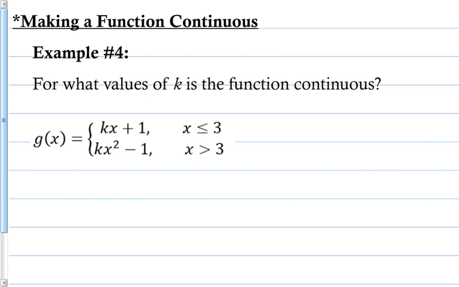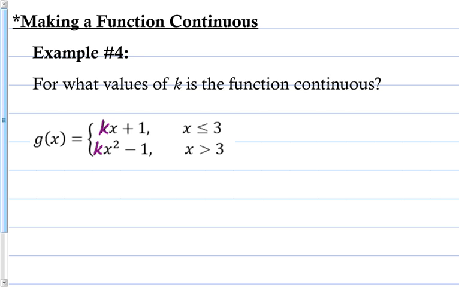All right, example 4, making a function continuous. So for what values of k is the function continuous? In this example, I have a piecewise function, but I have k here instead of a number. What they're trying to do is get you to figure out what that number could be that would actually make this function continuous. So we're missing the number, we're trying to find that number.